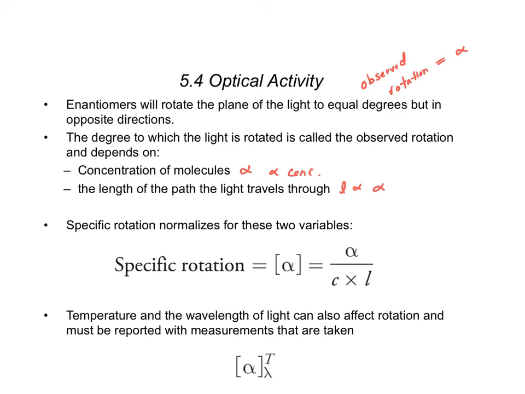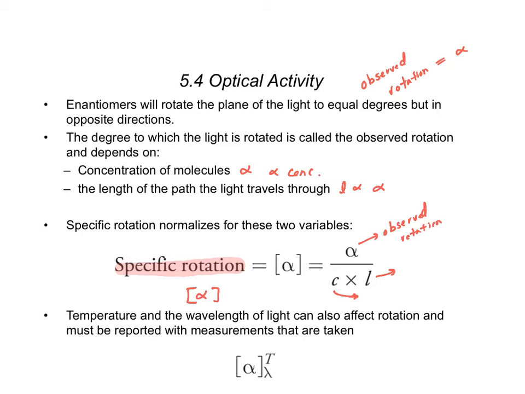So one way that we try to normalize or equalize those things so that we can compare measurements from various experiments is we measure something called the specific rotation. Specific rotation uses alpha again, but now we talk about alpha in brackets. Specific rotation is essentially the observed rotation, but now we divide by concentration and path length to remove those components so that we can compare these rotations for the same molecule from different experiments.